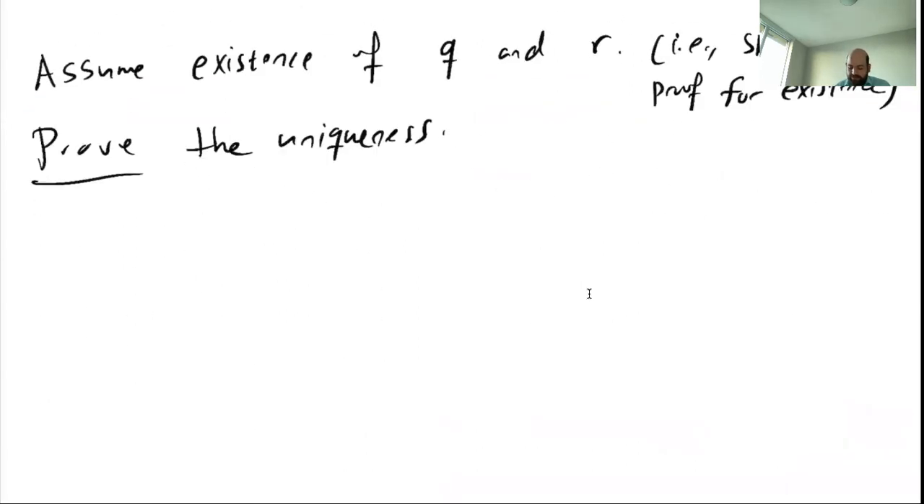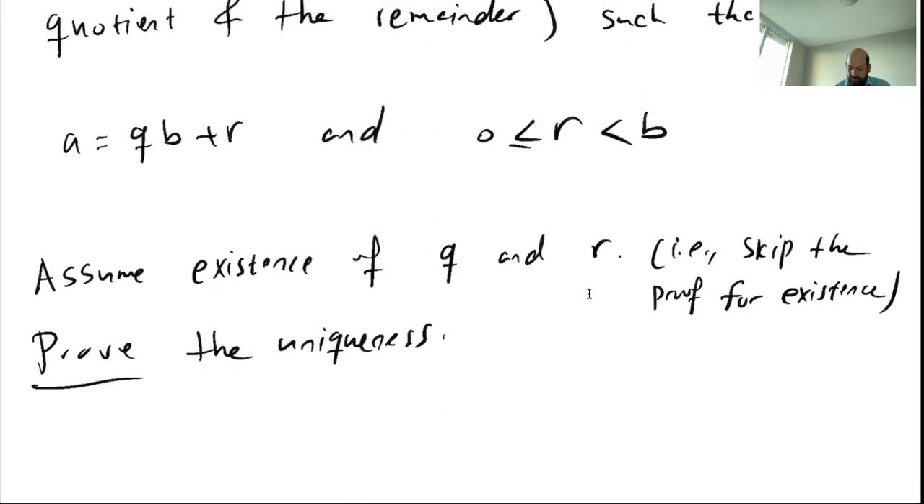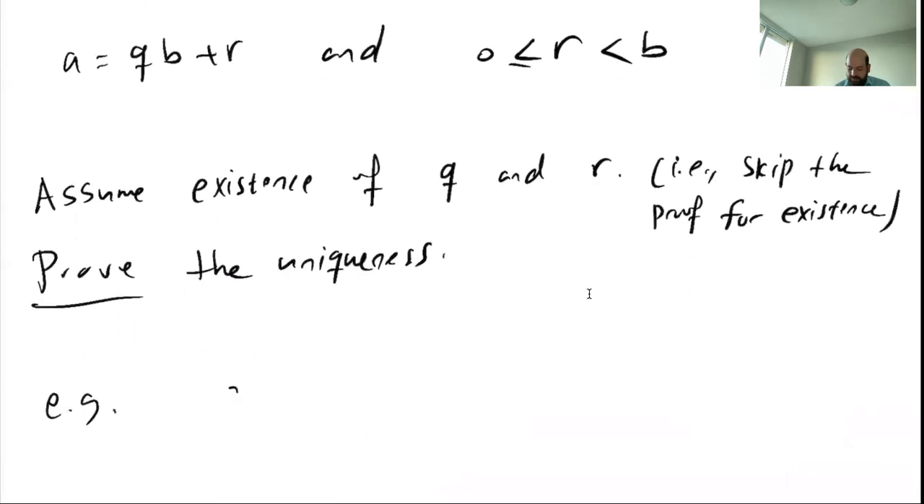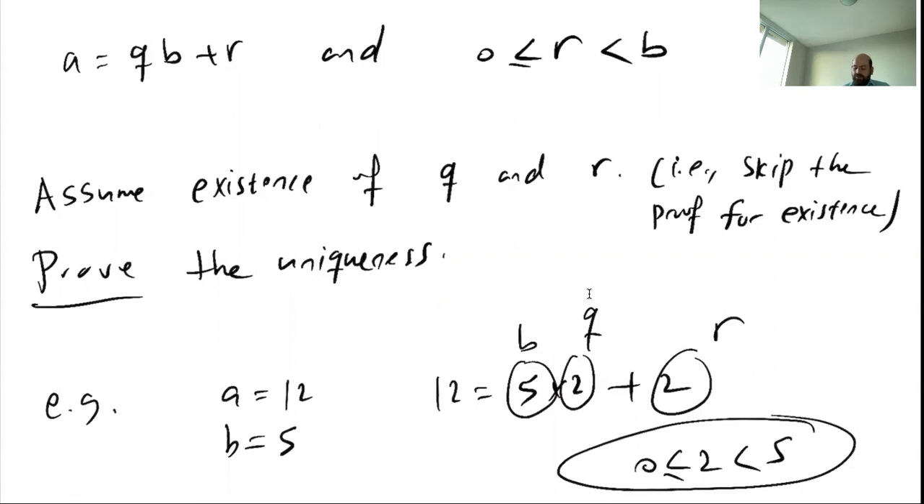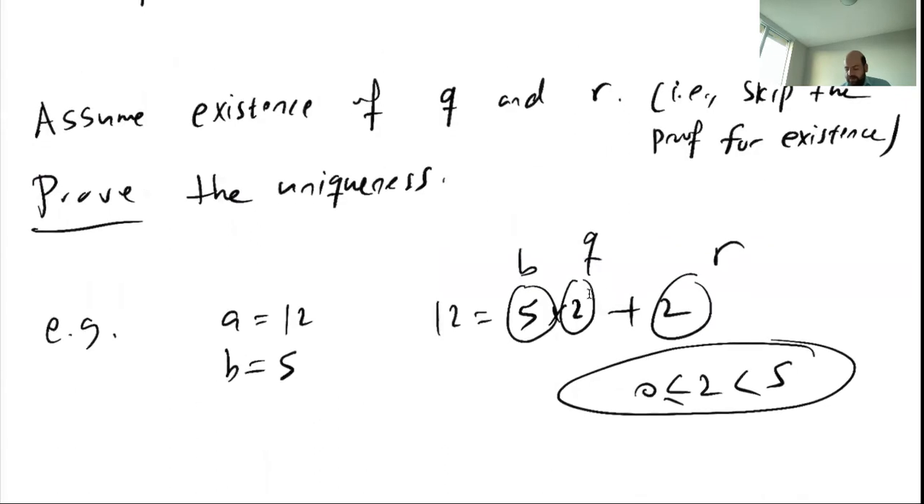So for example, let's say A is 12 and B is 5. Then 12 is equal to 5 times 2 plus 2. So this is your B, this is your Q, the quotient is 2, and the remainder is 2 as well. And 2 is bigger than or equal to 0, less than B, 5. So the remainder has to be bigger than or equal to 0, less than B, and in this case 2 is less than 5, as we expect. This is just a simple, elementary school example of the division algorithm.